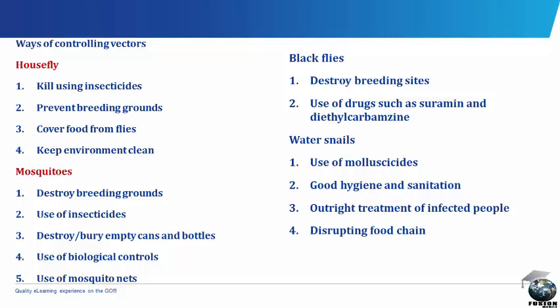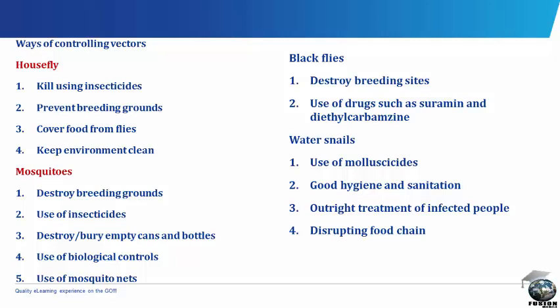In controlling mosquitoes, we are to destroy the breeding grounds. We should make use of insecticides to kill them. We should destroy or bury empty cans and bottles. We should make use of biological control such as introducing tadpoles and bacteria, which are known to feed on the mosquito larvae. We should also make provision for nets in our doors and windows.